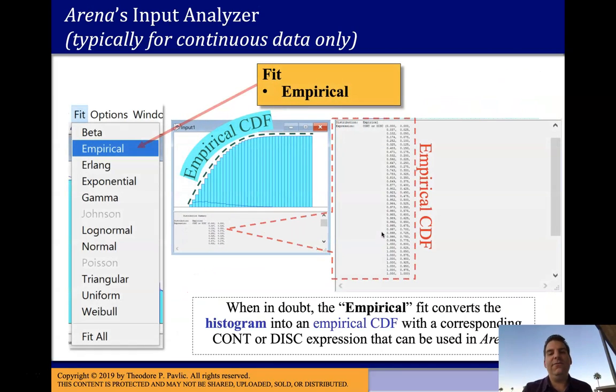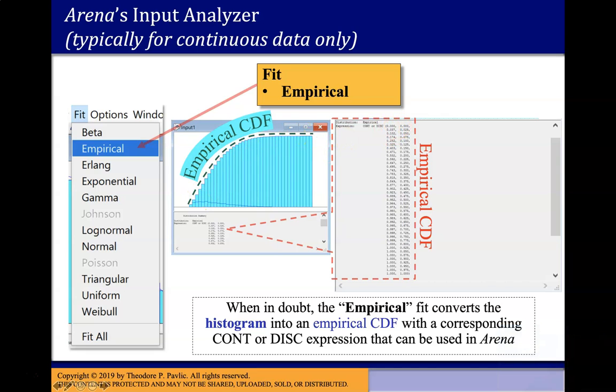Now, what if there's no distributions inside ARENA or inside the input analyzer that work for you, that all of them are bad fits? In that case, you might want to go under Fit and then go to the empirical option. And what that'll do is it'll generate an empirical CDF, and then it will automatically generate an expression using either cont or disc. That's up to you. It gives you both options based on that empirical CDF.